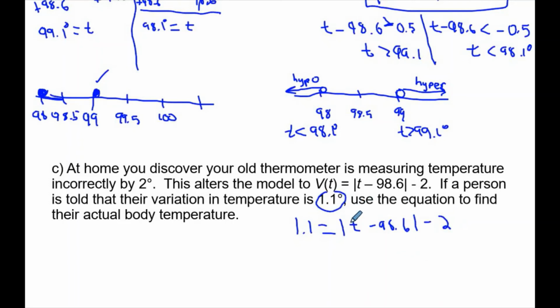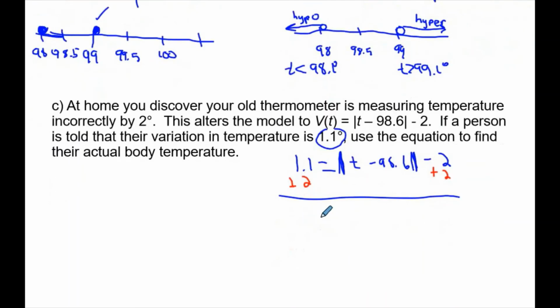Now this is an important thing to understand because these absolute value bars, you can't just add the 2 to both sides and get going. You can't just make this plus or minus. There's a certain way that has to be done. You have to solve for the absolute value symbol. So you have to actually add the 2 to the other side before you begin the solving process for the absolute value. So this now becomes 1.3 is equal to the absolute value of T minus 98.6. And now I can actually solve it.